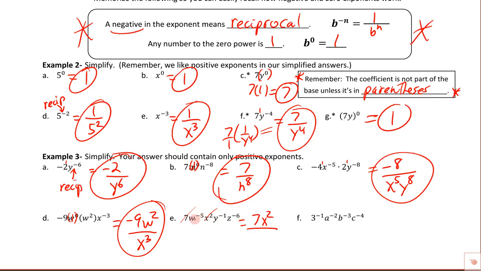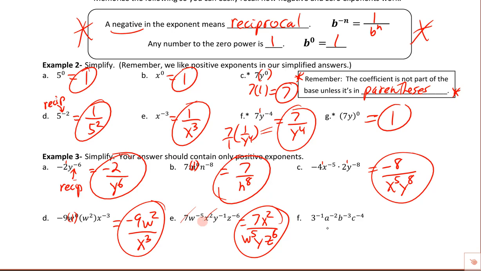The negative in the exponent means reciprocal, so this would be w to the 5th. The negative in the exponent means reciprocal, so this would be y. I'm just going to write to the 1st power, or think of it to the 1st power. And then the negative in the exponent means reciprocal, so this is z to the 6th. Again, everything that was negative, those 3 variable expressions right there, they end up in the denominator because their exponents were negative. The 7 and the x squared end up on the top because their exponents were positive.